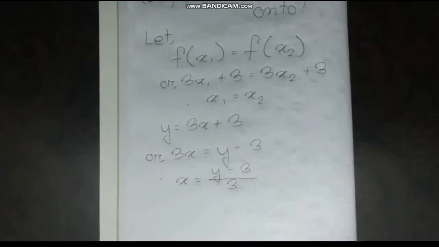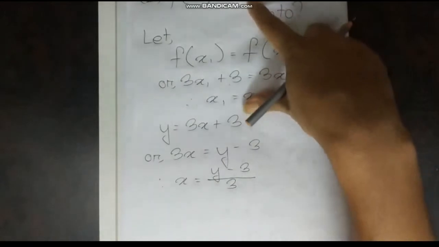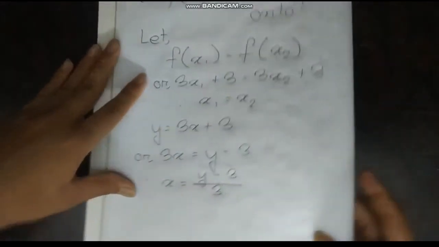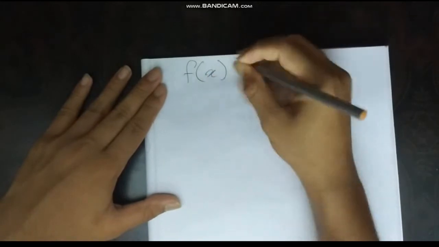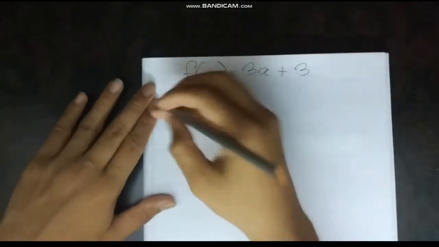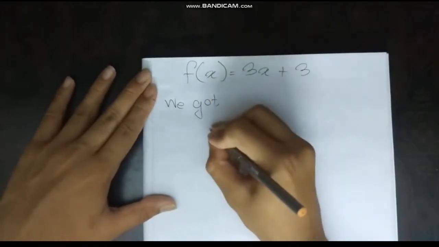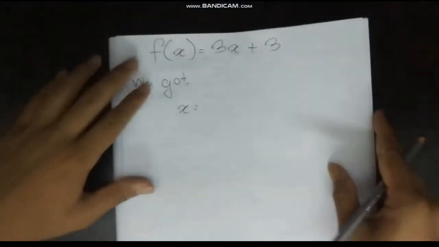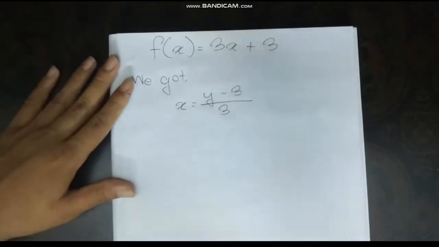Now I say the value of x, so we do not put y here; we find the inverse function and then put here the variable x. We need to get this thing here. Okay, let's do it in the next page. The function was f of x is equal to 3x plus 3, and we got the value that x is equal to y minus 3 divided by 3.